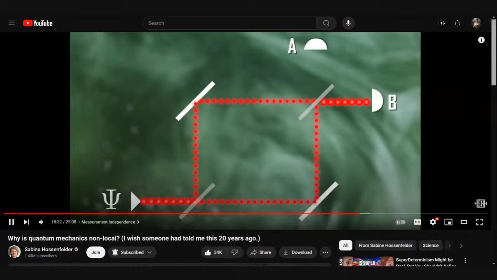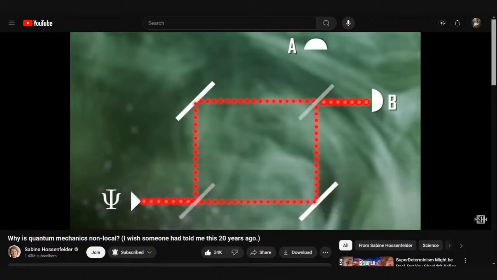Constructively or destructively. In quantum mechanics, the photon goes over both paths, and on this output, the wave interferes destructively with itself, so no signal, and all photons go the other way.